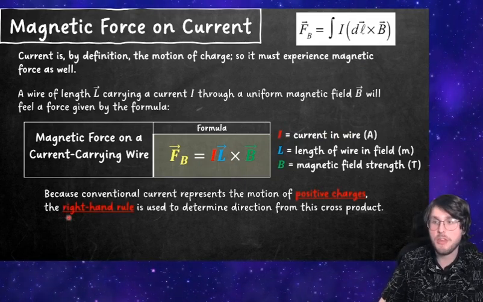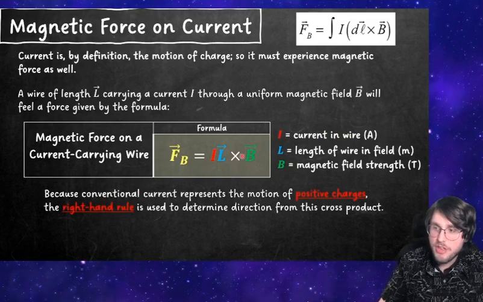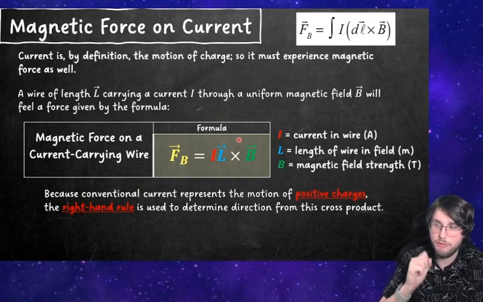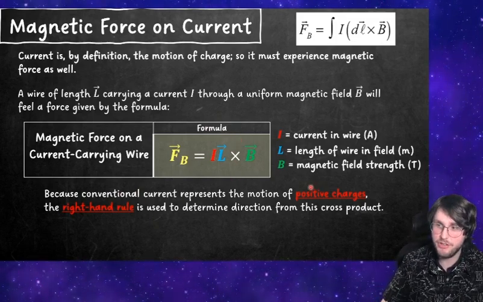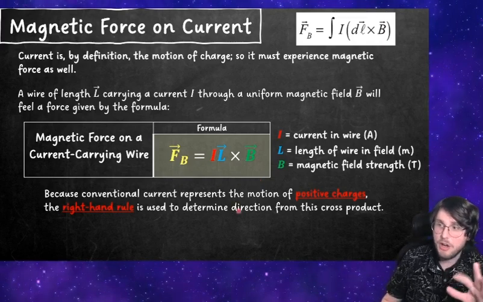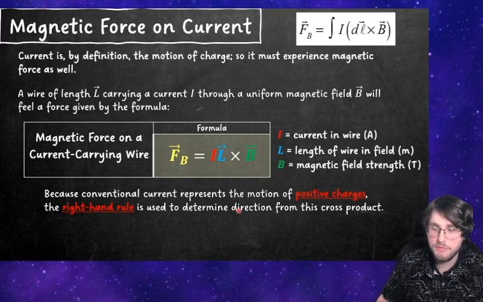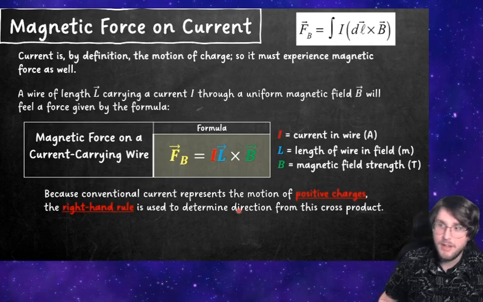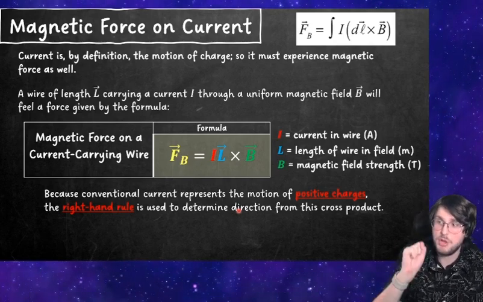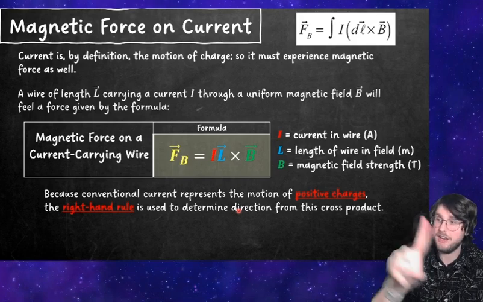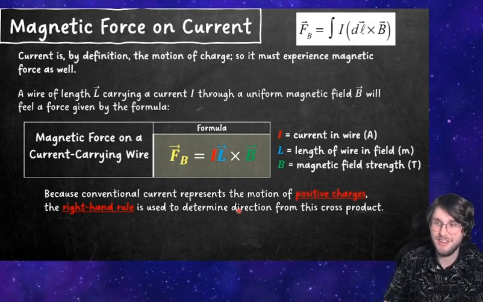So a few takeaways from this one. First, we use a right-hand rule for this equation because conventional current represents the motion of positive charges. So there's no need to use the left hand here. We're not imagining that current is the flow of electrons, even though it is. Here, we'll use our right hand to represent this force. So you point your right index finger in the direction of current to get your magnetic force.